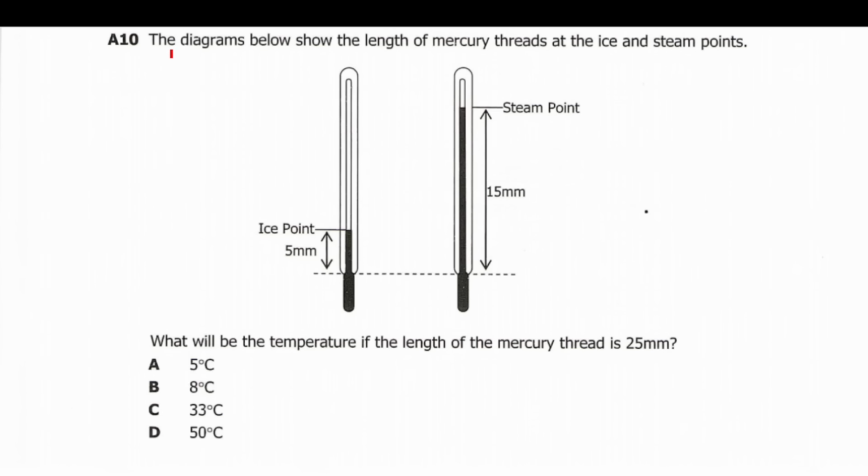Question 10 reads, the diagrams below show the length of mercury threads at the ice and steam points. So here is the length of the mercury thread at the ice point, and the length is 5 millimeters. And in the second diagram is the length of the mercury thread, which is 15 millimeters at steam point.